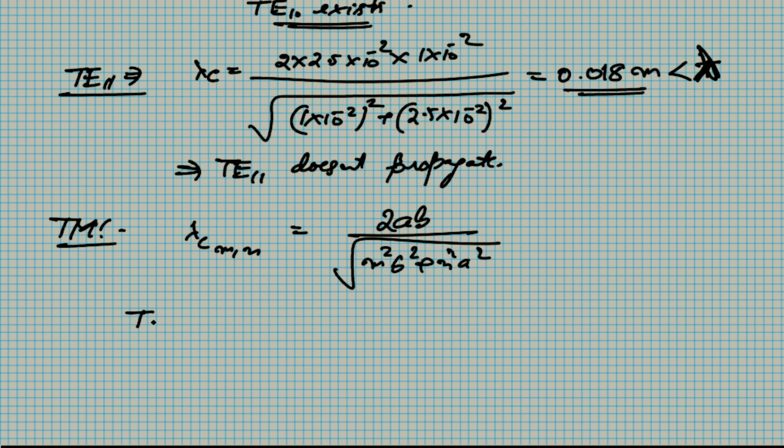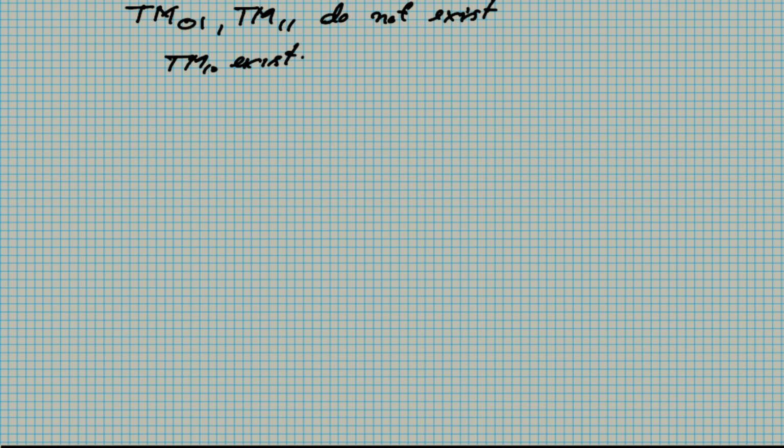So that means all the values will remain same, right? According to this, TM, which one will propagate? So TM01 and TM11, they do not exist, and the TM10 exists. So what's required? I need to calculate only which one, the one which propagates, right? Only the mode which propagates, you need to calculate the cutoff, correct? Because the question says find the cutoff frequencies.